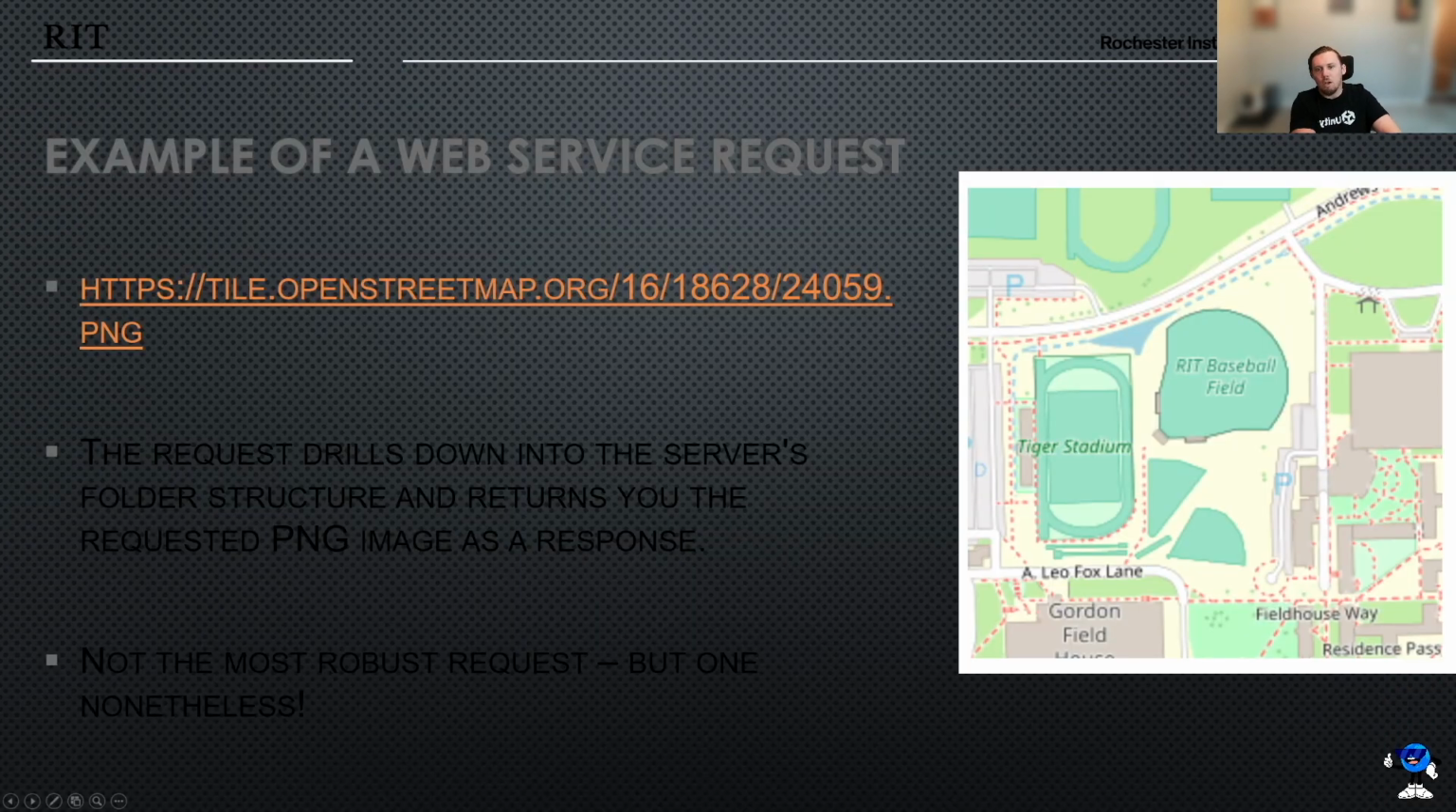So, an example of a web service request: the request drills down into the server's folder structure and returns the requested PNG image as a response. This is just one individual tile from OpenStreetMaps. This is not the most robust request, but it is one nonetheless.